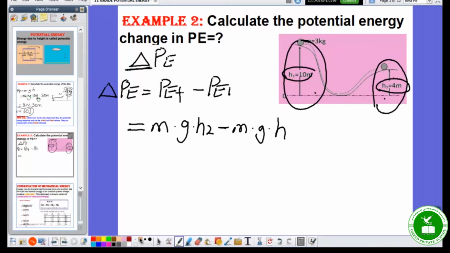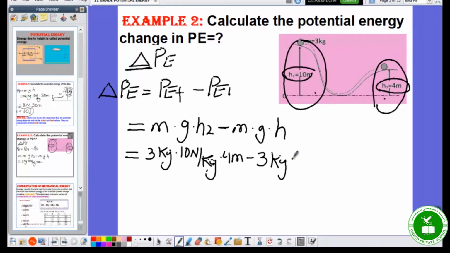From here, mass is 3 kilogram, times g, which is 10 Newton per kg, times height 2, which is 4 meter, minus m, which doesn't change, it is again 3 kilogram, times g, which is 10 Newton per kg, times the initial height, which was 10 meter.